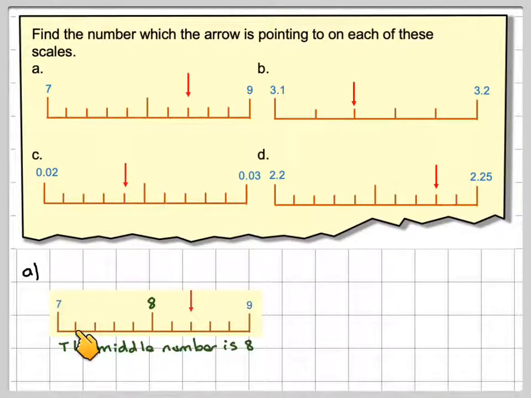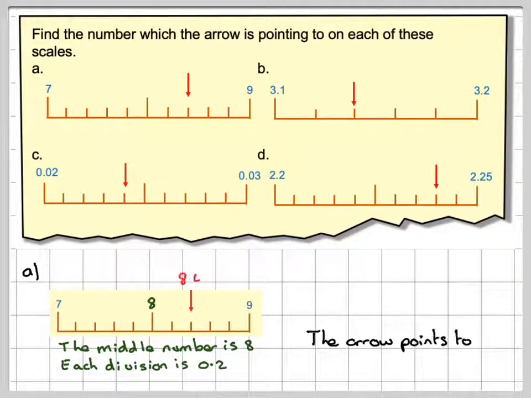So how many do these go up? So this must be 7.2, 7.4, 7.6, 7.8. So these are going up in 0.2 each time. So this number here is going to be 8.2, 8.4. So our number is going to be 8.4.